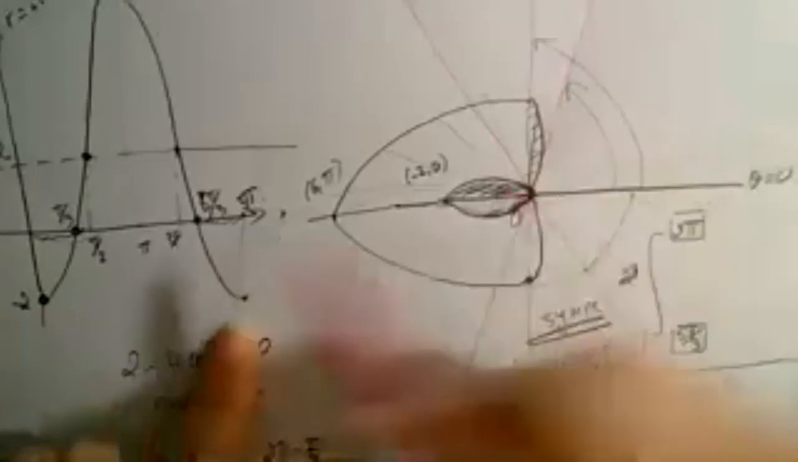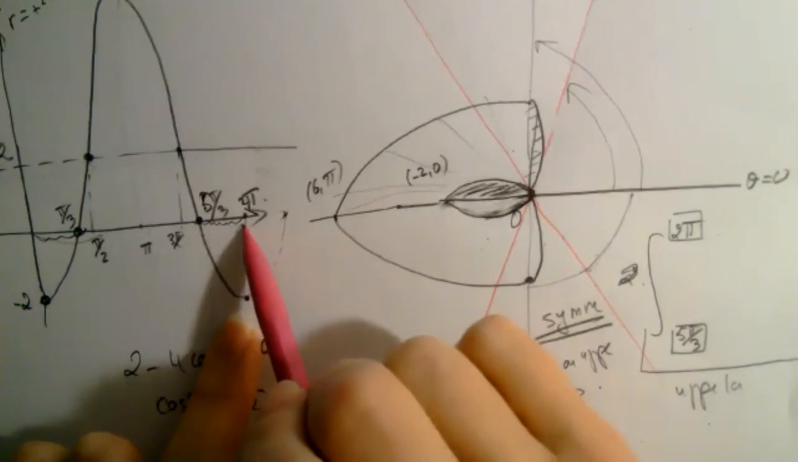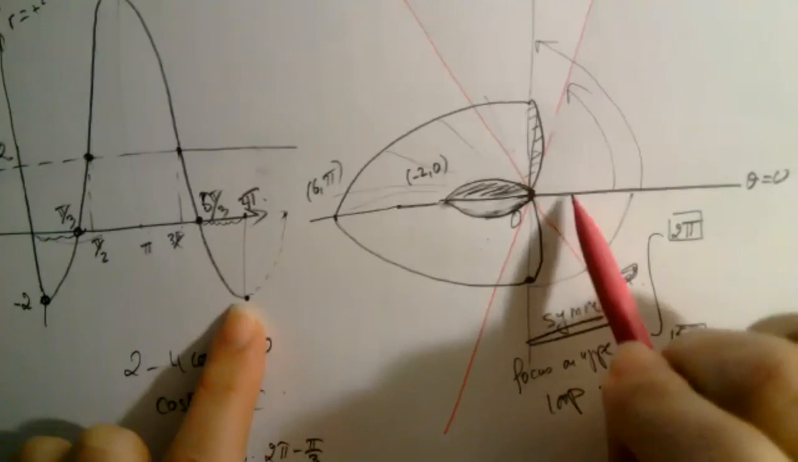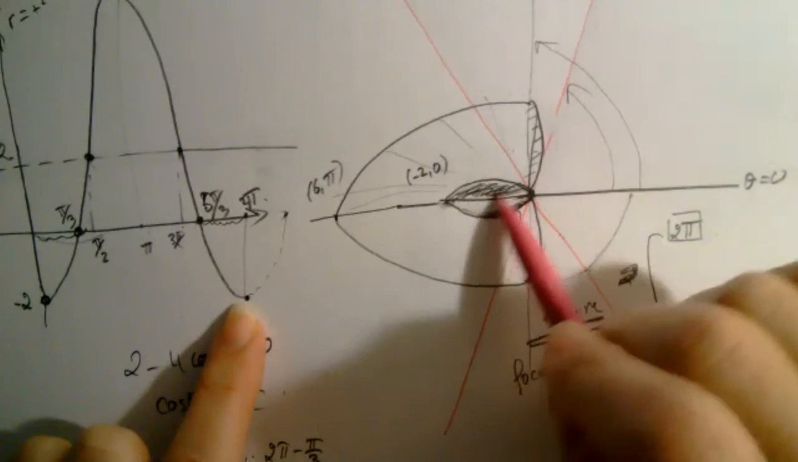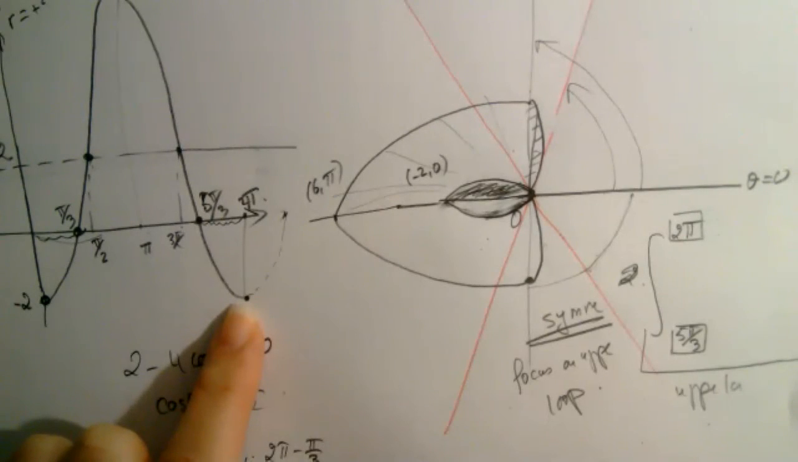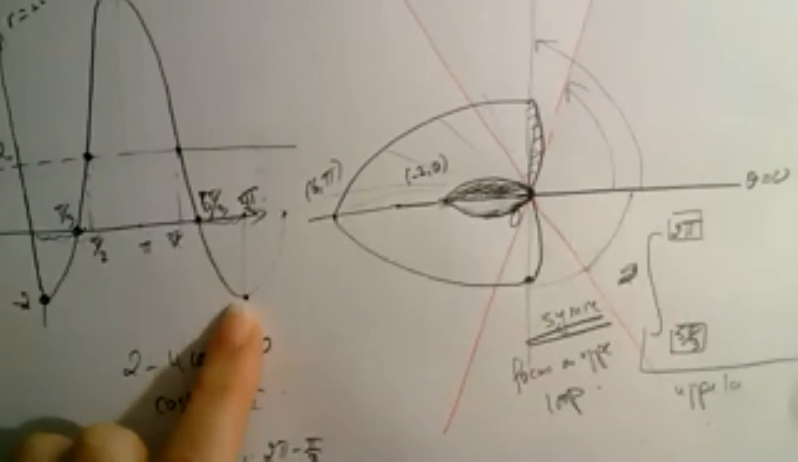How did I get the upper loop? I got it between 5 pi over 3 and 2 pi. So from 5 pi over 3 to 2 pi, I got this piece here. So that's what gives me the upper loop. For the lower, I just multiply the whole thing by 2, and I would get my answer.